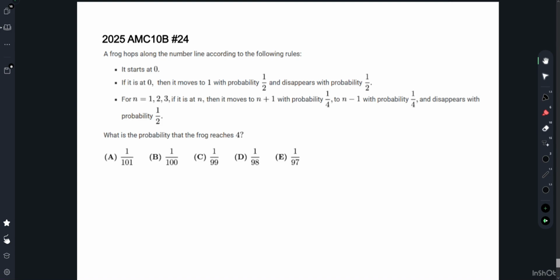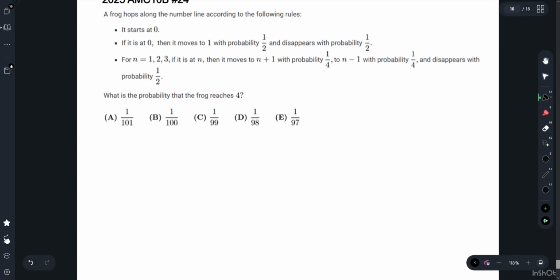A frog hops along the number line according to the following rules. It starts at 0. If it is at 0, then it moves to 1 with probability 1/2 and disappears with probability 1/2. For n equal to 1, 2, 3, if it is at n, then it moves to n plus 1 with probability 1/4, n minus 1 with probability 1/4, and disappears with probability 1/2. What is the probability that the frog reaches 4?